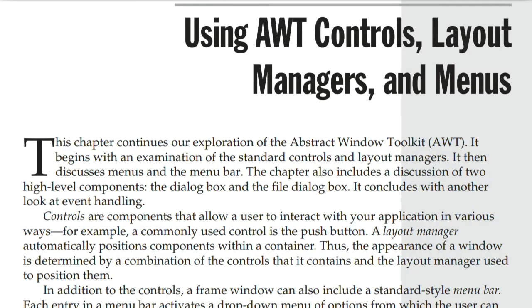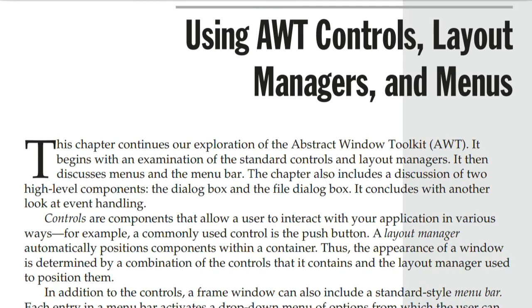Next chapter is using AWT controls, layout managers and menus. This chapter continues our explanation of the Abstract Window Toolkit, AWT. It begins with an examination of the standard controls and layout managers. It then discusses menus and the menu bar. The chapter also includes a discussion of two high-level components, the dialog box and the file dialog box. It concludes with another look at event handling.